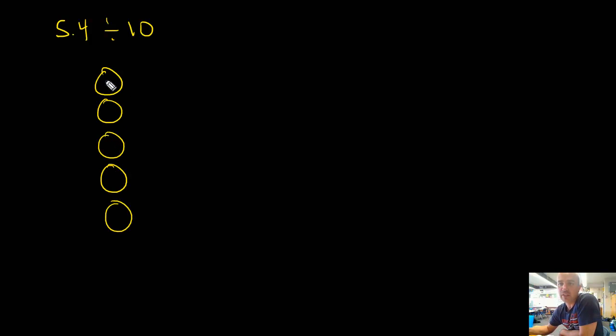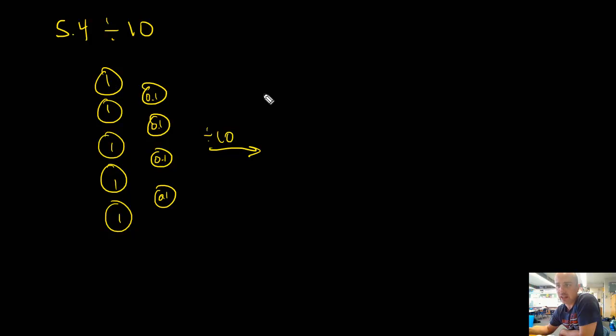Let's take a look at another example of this. I have 5.4, 5 and 4 tenths, divided by 10. No big deal, let's just do the same thing. 1, 2, 3, 4, 5 of those, and those are all ones. And then 4 discs that represent 1/10. I have 5 ones and 4 tenths, and I'm going to do the same thing that I did: divide them by 10.